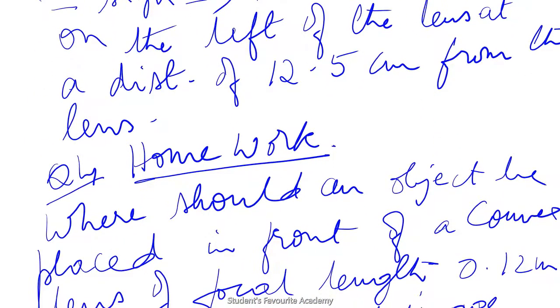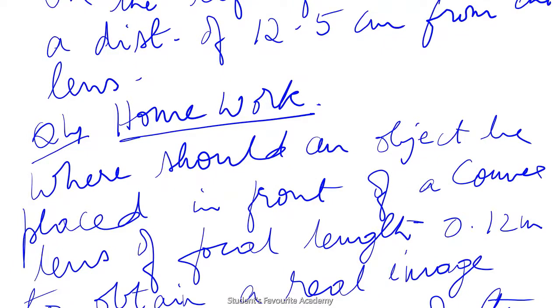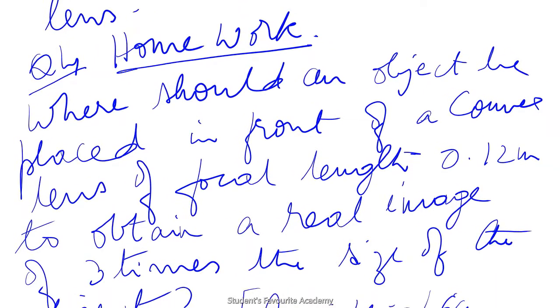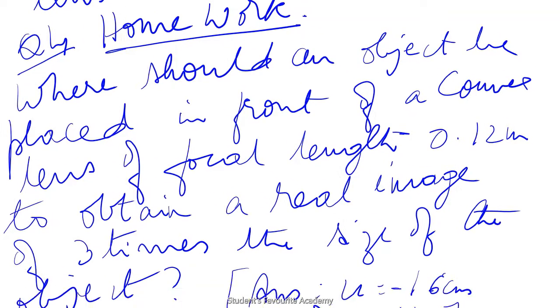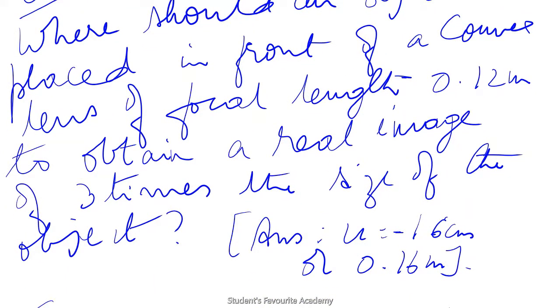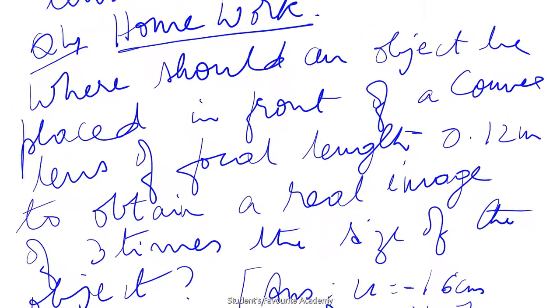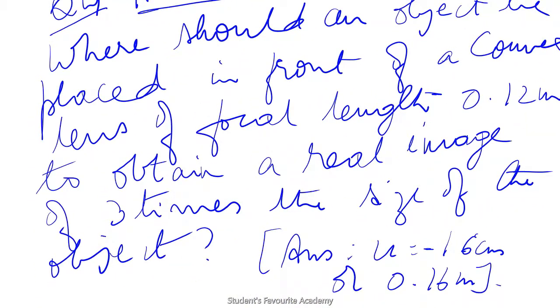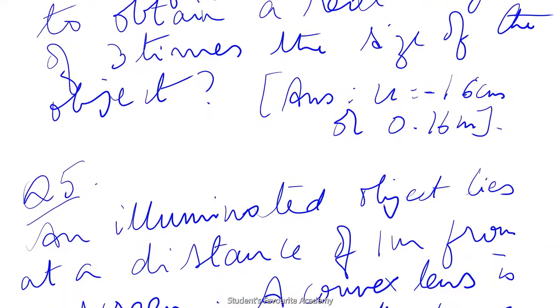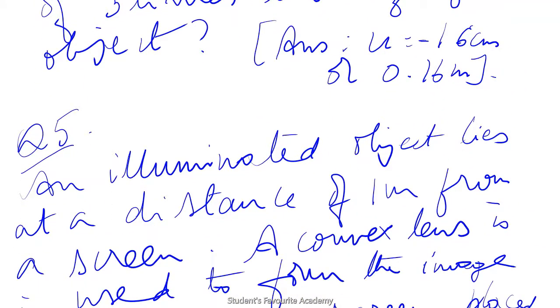Okay, now question 4 is homework for you. Where should an object be placed in front of a convex lens of focal length 0.12 meter? This is actually equal to 12 centimeter, nothing new. To obtain a real image of 3 times, that means magnification is given, M is equal to 3. So what we have to find? We have to find where should an object be placed, so we have to find out U. M is given, you have to find out U. You are already given F. So this is a similar sum, so you can do it. The answer is given to you. Try it. If you don't get it, then you can ask in the group.